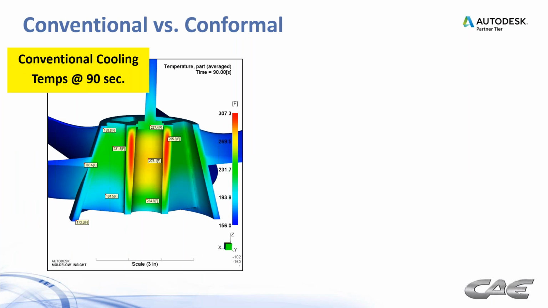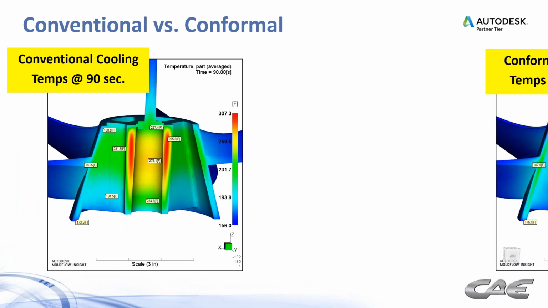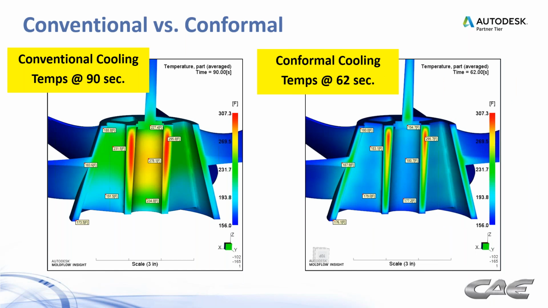So we look at the results of conventional versus conformal. And what I did in this case was ran the cooling time out until we got similar temperature results in both of the designs. So on the left, to get the temperatures where they are in this cross section took 90 seconds. And on the right, to get that same 295 degrees in that thick section there, took 62 seconds.